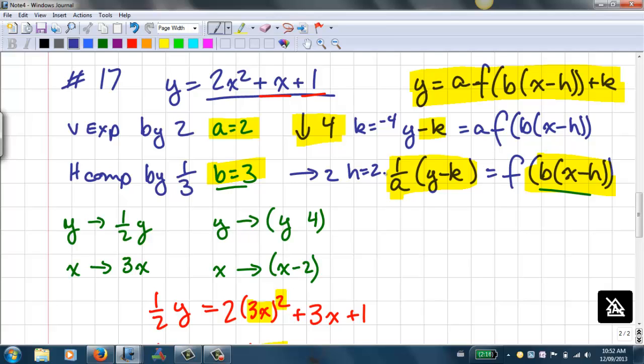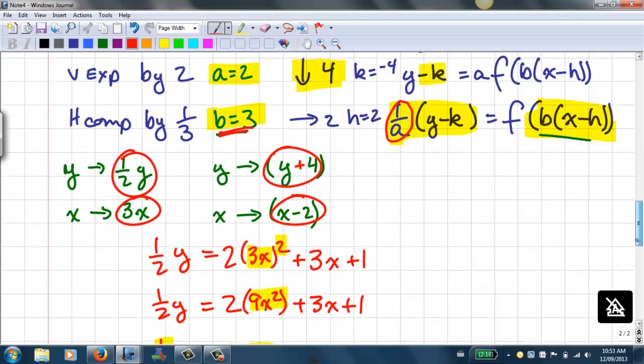So that means if my a value is 2, then a vertical expansion by a factor of 2 is going to look like 1 over 2 times y. A horizontal compression by a factor of 1/3 is going to look like b value 3 times x. A translation down where k is -4 is going to look like y minus k, or y plus 4. And a translation to the right where h is 2 is going to look like x minus h, or x minus 2.